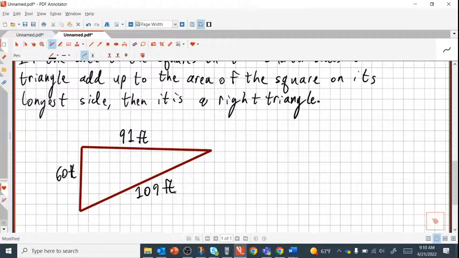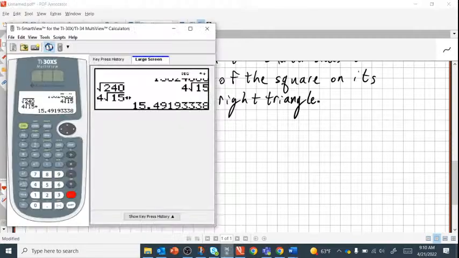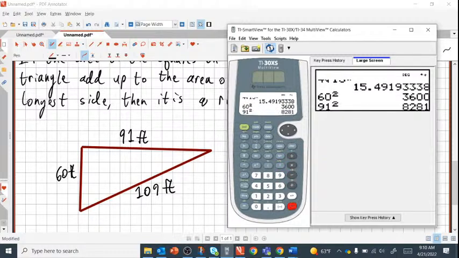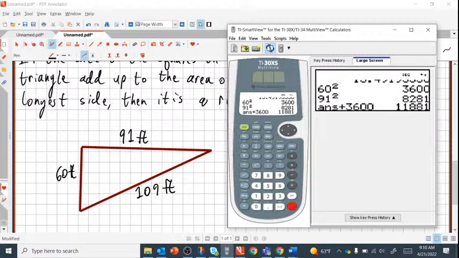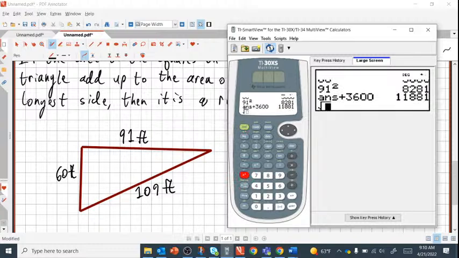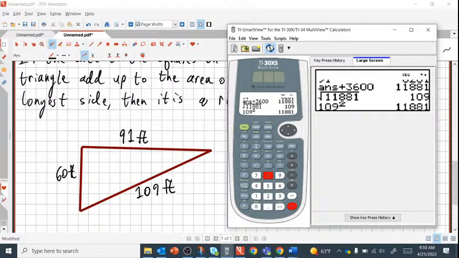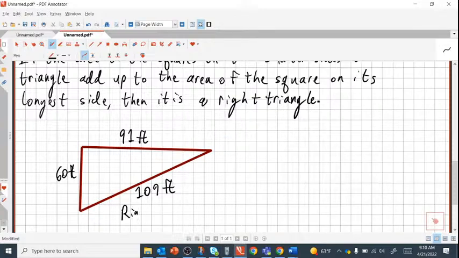James, is that a right triangle? How do you know? You took the square root of it, and you got 109. Very good. You could have also done 109 squared and seen that that was also 11,881. Either way works, but I'll tell you right now, the way that you did it, James, is going to help us out a ton. So this is right. Let's do another one.